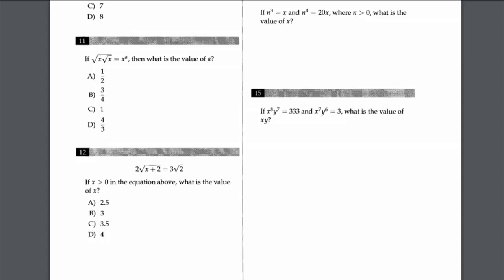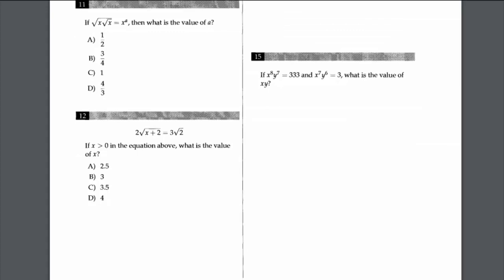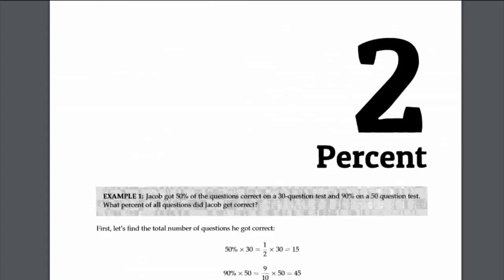If x to the power of 8 multiplied by y to the power of 7 equals 333, and x to the power of 7 multiplied by y to the power of 6 equals 3, what is the value of xy? If you divide the first by x to the power of 7, y to the power of 6, the result is going to be xy, that's what they are asking for. So on the right-hand side, 333 divided by 3 is going to be 111.